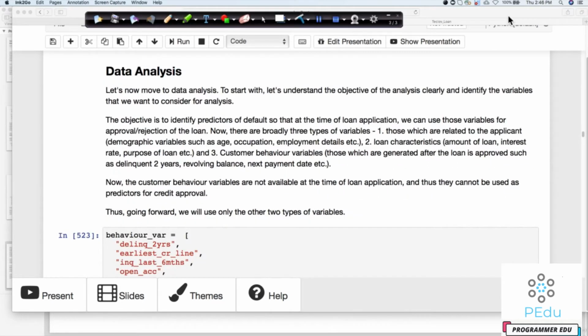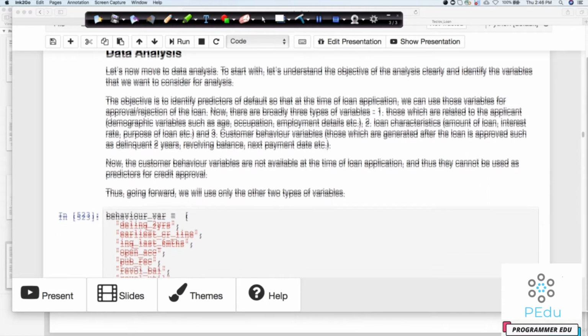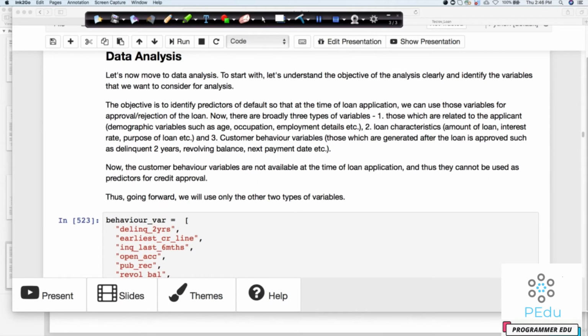So now after we have got the clean data, we're going to work on the data analysis. Here we're going to look at a lot of univariate analysis, bivariate analysis, segmented analysis, and so on. So the first step is that we understand what all we are going to do in this case. What is our clear objective?